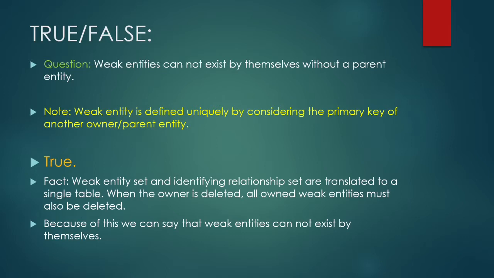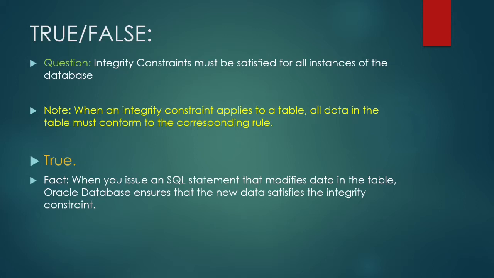Weak entities cannot exist by themselves without a parent entity. This is also true, the reason being that a weak entity is defined uniquely by considering the primary key of another owner or parent entity. If a parent entity is deleted, all owned weak entities must also be deleted. Weak entities cannot exist by themselves, and therefore this statement is true.